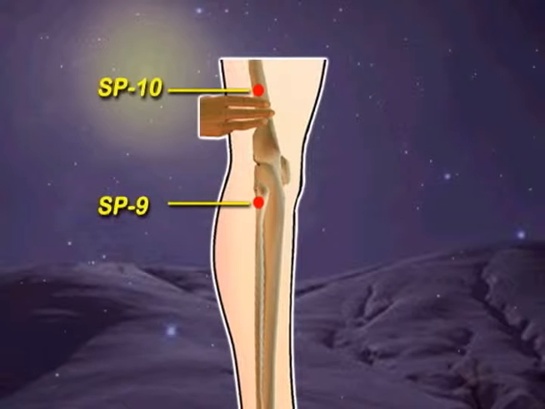Good energy flow through SB10 promotes smooth functioning of the female organs. This point also releases the thighs and knees. Okay, this point is a very sensitive point also. The way to do it, you're going to do it yourself.